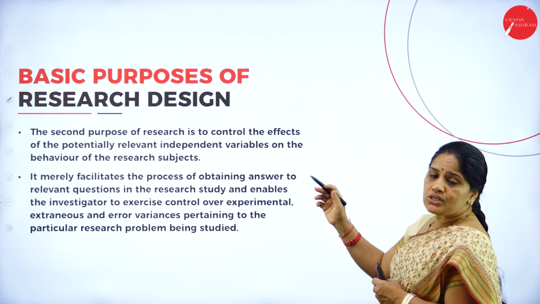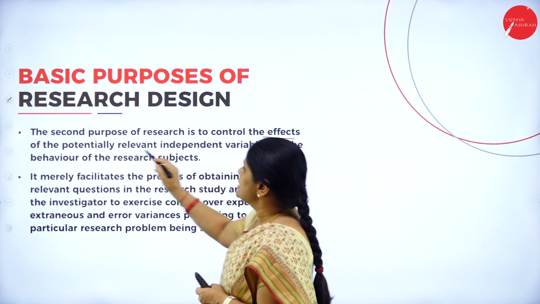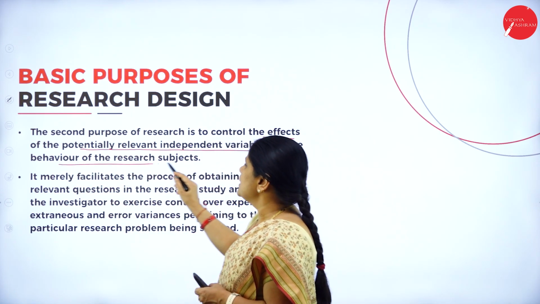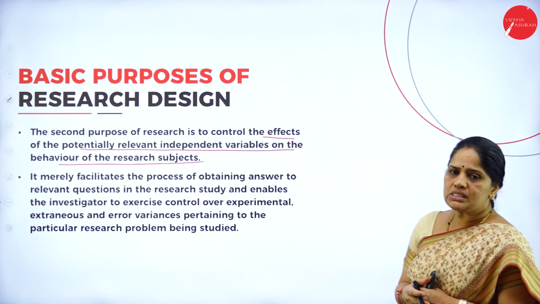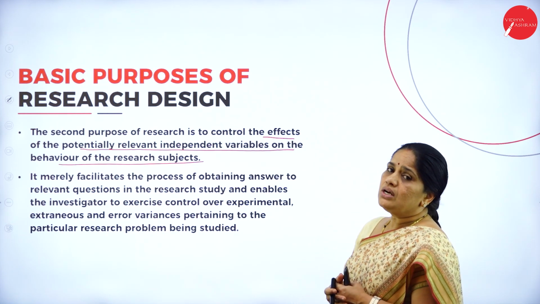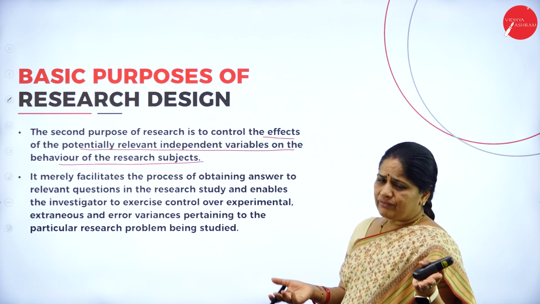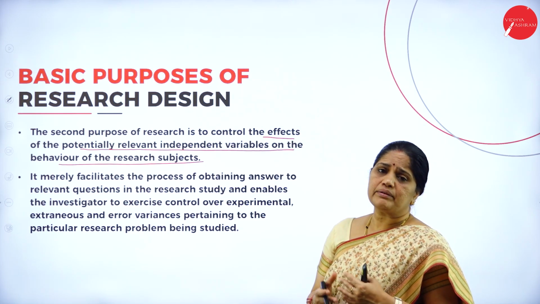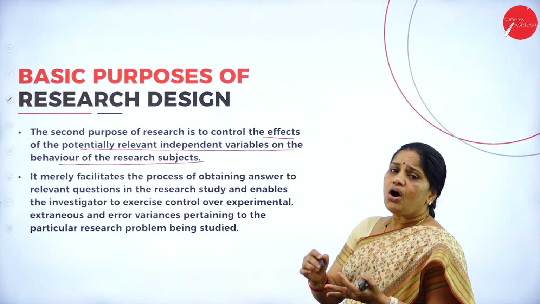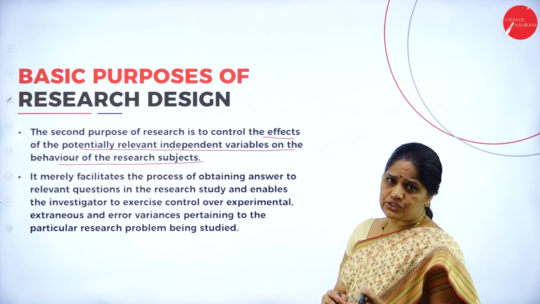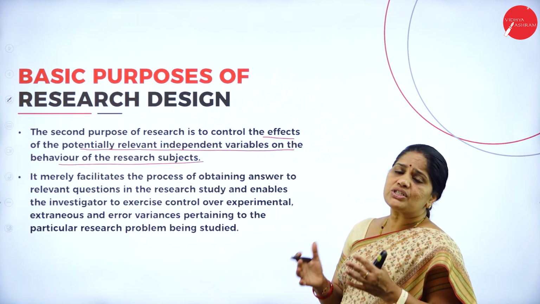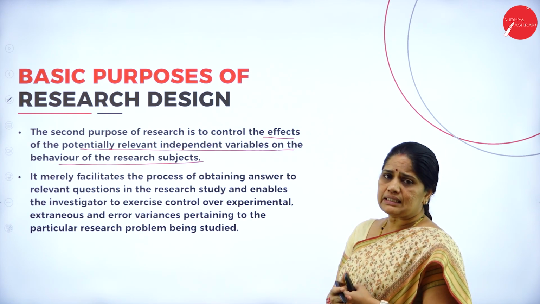Next, the second purpose of research is to control the effects of the potentially relevant independent variables on the behavior of the research subjects. So he has to see that he can control the effect of the relevant variables on the subject. Why does diabetes occur in most of the Indians? Is it because they eat more sweets, or because of the food habits, or due to any deficiency in the food they are consuming, or because of the climate we are having? So there are various factors which contribute to the disease in the Indians.